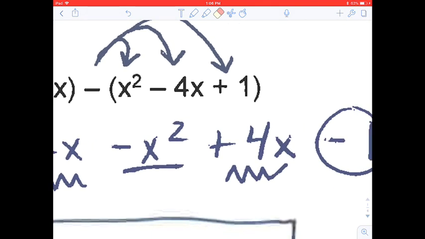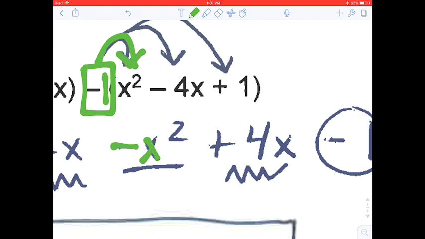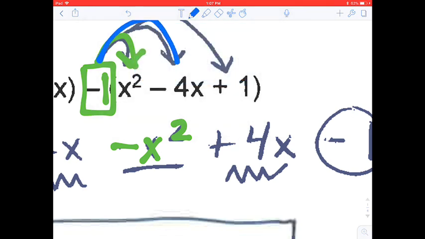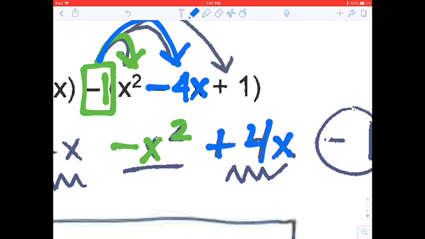However, here, if I put a ninja 1 in front of those parentheses, now I'm distributing a negative 1. Negative 1 times x squared is negative x squared. Negative 1 times negative 4x becomes positive 4x.